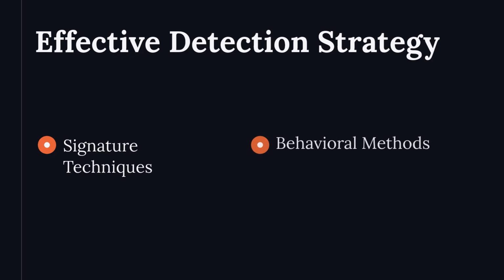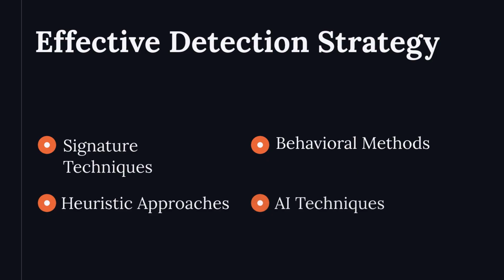Effective detection requires a multi-layered, proactive approach. Combining signature, behavioral, heuristic, and AI techniques is essential. This strategy ensures robust protection against threats. It safeguards systems in a hostile digital landscape. Continuous adaptation and improvement are necessary.